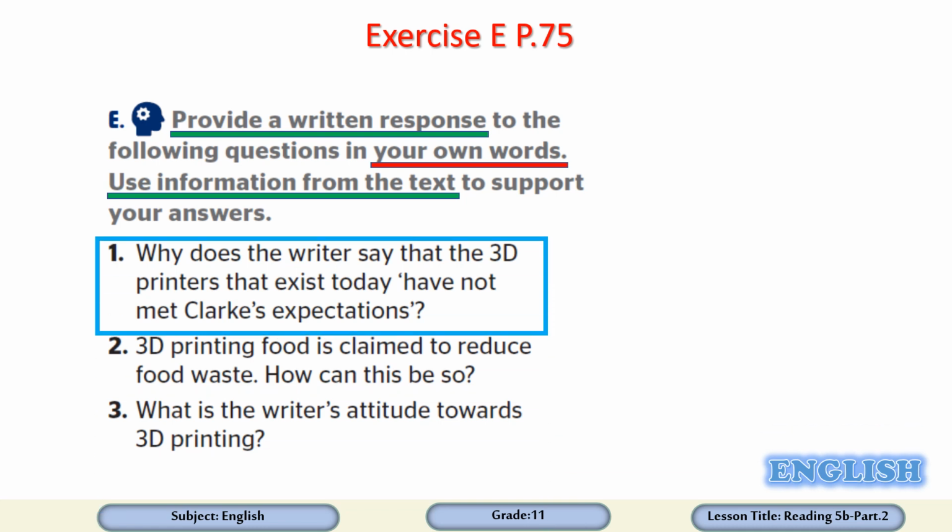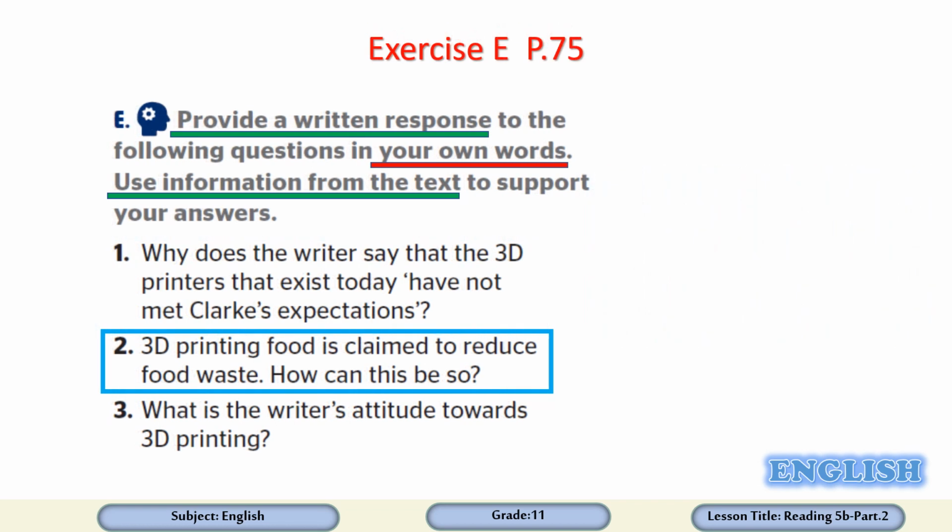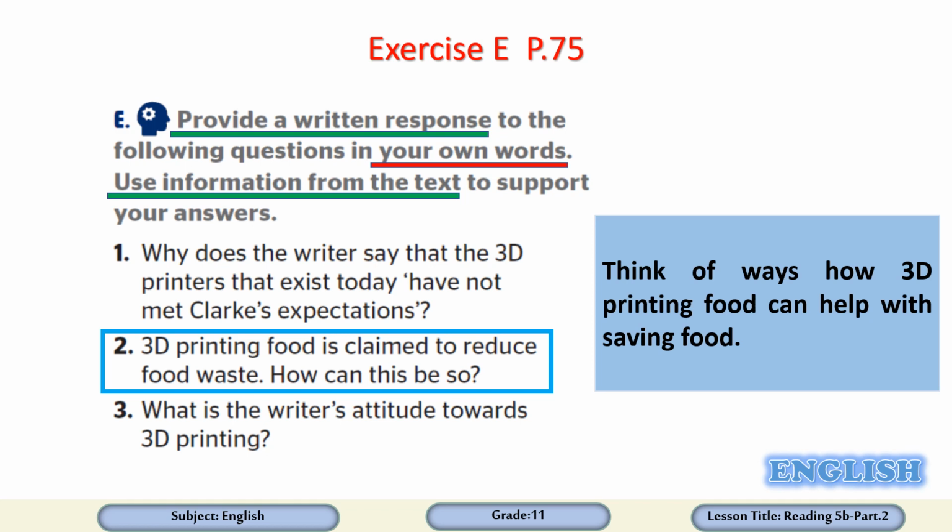Why does the writer say that the 3D printers that exist today have not met Clarke's expectations? In other words, the question asks you to say, why are 3D printers today less developed than the device that was imagined by the writer Arthur C. Clarke? Question 2. 3D printing food is claimed to reduce food waste. How can this be so? So think of ways how 3D printing food can help with saving food.